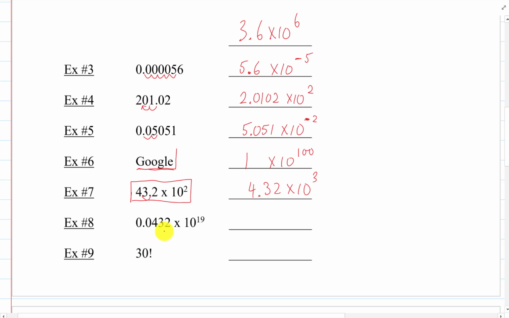So what is this last number? Number 8? Work on it ahead of me instead of just copying it down. Yes, 4.32 times 10 to the, and then we went 2 to the right, so we had to lower this number, it'd be the 17.